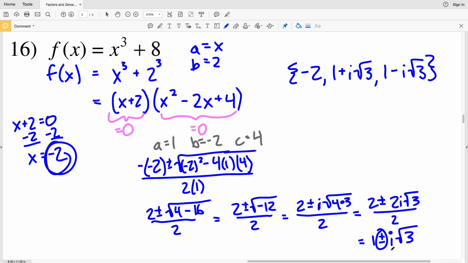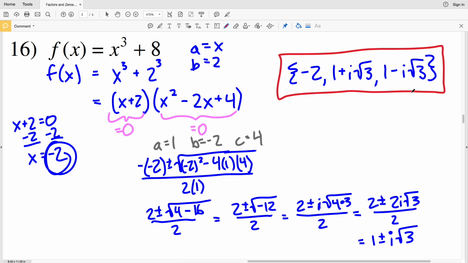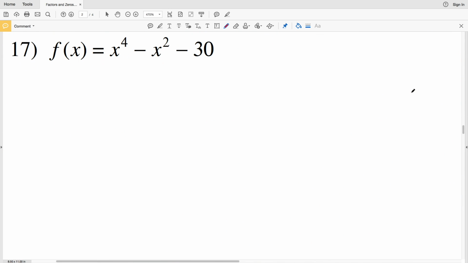Since I have to take into account that I'm adding i times the square root of 3 for one zero and subtracting it for another zero, therefore negative 2, 1 plus i times the square root of 3, and 1 minus i times the square root of 3 are my three solutions for number 16. Now, moving on, it looks a little more complicated, but don't worry, I'll walk through the steps with you.